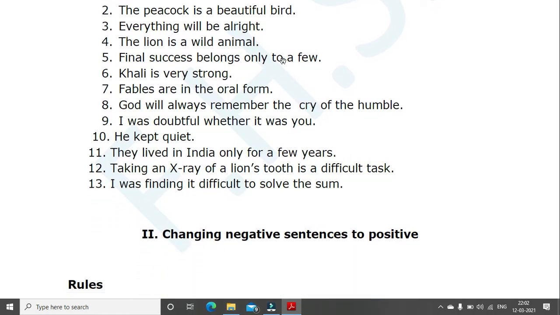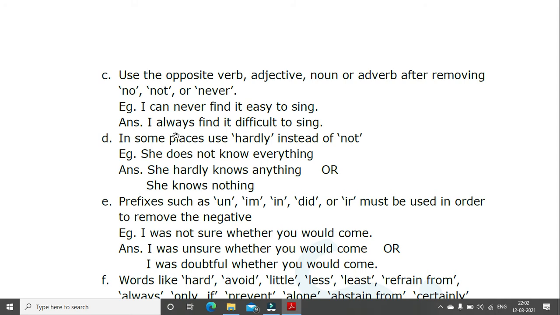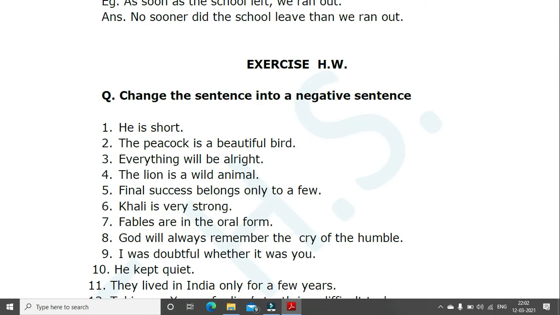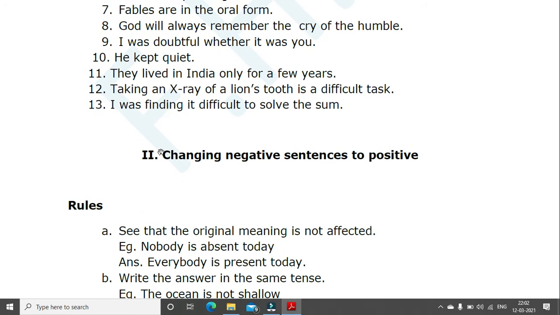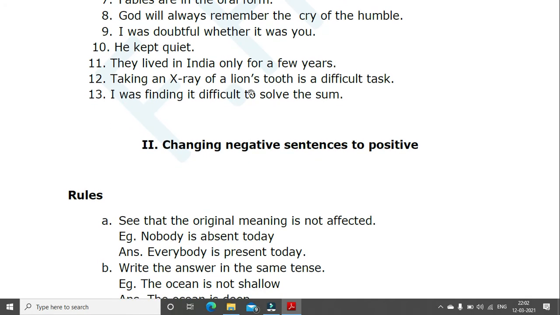See here, oral, if not oral, what is the opposite? Written. Remember. God will always remember the cry of the humble. I was doubtful whether it was you. If you're doubtful, it means you are unsure. Remember, not sure or unsure. He kept quiet. They lived in India only for a few years. So, only for a few years means not for many years. Taking an X-ray of a lion's tooth is a difficult task. I was finding it difficult to solve the problem.